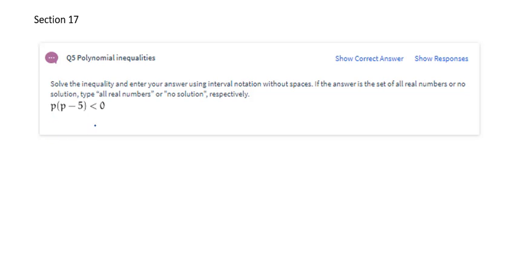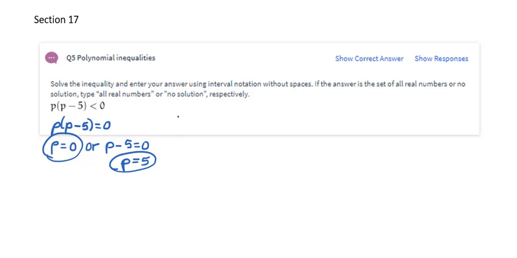So recall that to solve an inequality, we want to first find the boundary numbers. We do that by replacing the inequality with an equal sign. So we would get p times p minus 5 is equal to 0. Then setting those factors to 0, we get p is equal to 0, or p minus 5 is equal to 0. So our boundary numbers are 0 and 5.